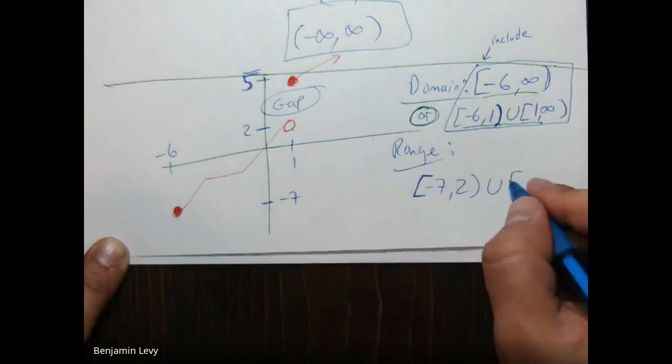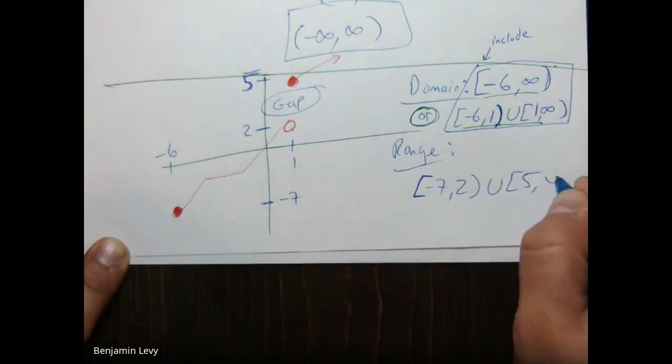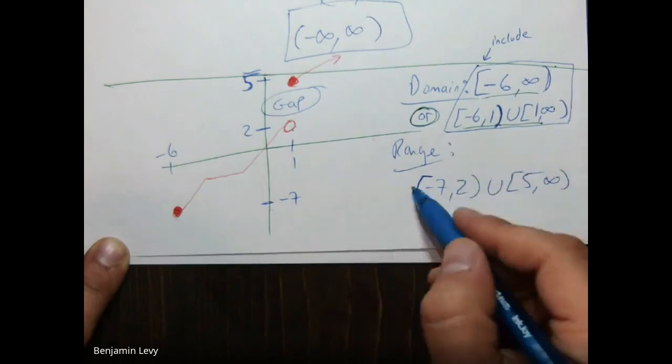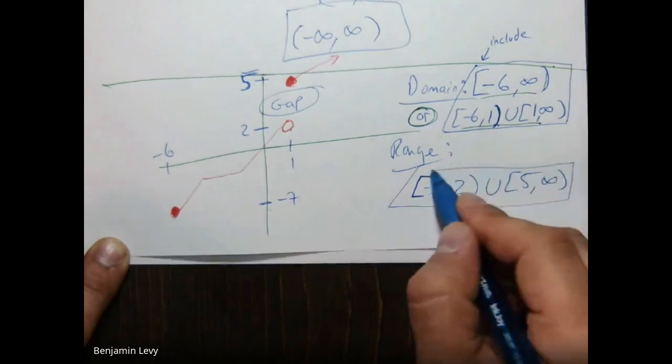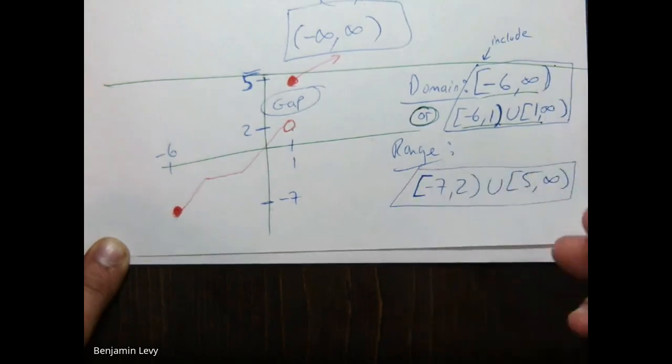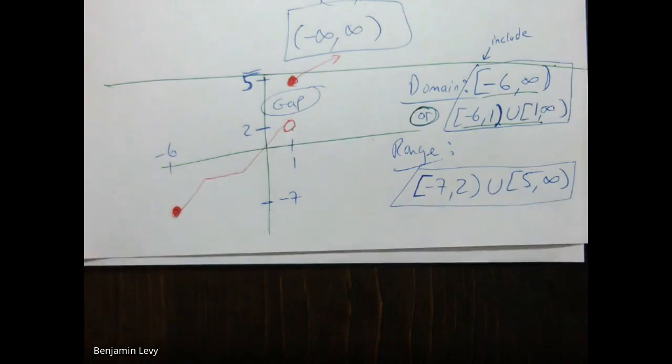So it's going to be 5 with the bracket to infinity. And there's only one version of that, right? It's not an either-or on that one because you've got to skip over the gap. There's no gap in the domain one.